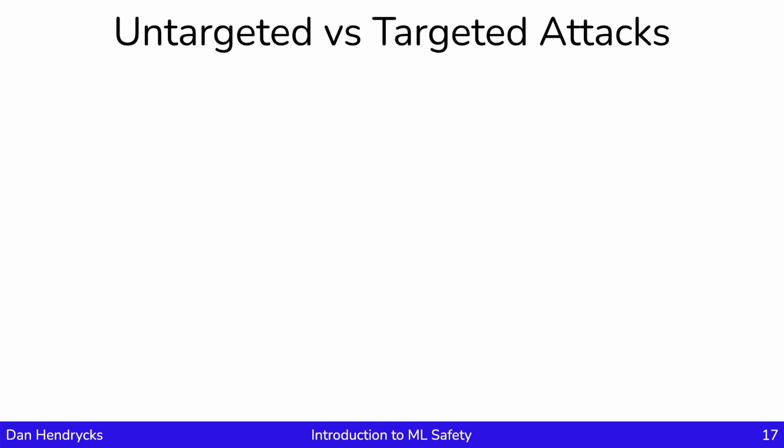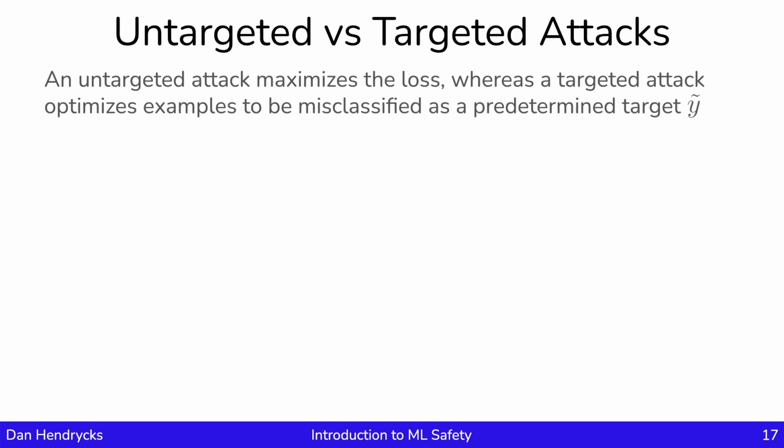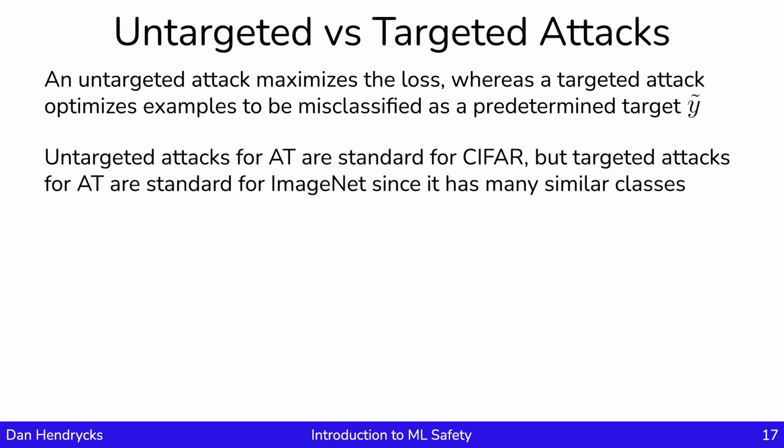Adversarial attacks and adversarial training can come in some different flavors. There's untargeted attacks and targeted attacks. An untargeted attack maximizes the loss, whereas a targeted attack optimizes examples to be classified as a predetermined target y tilde. So untargeted attacks for adversarial training are standard for CIFAR, but targeted attacks for adversarial training are standard for ImageNet, since ImageNet has many similar classes.